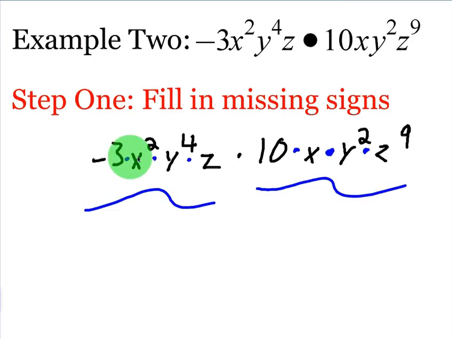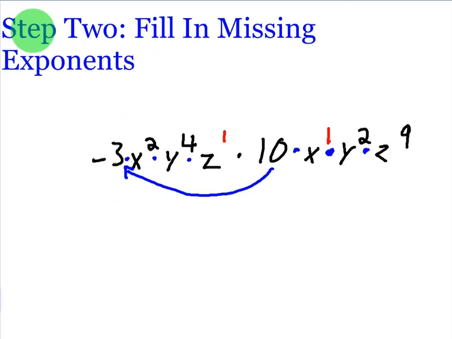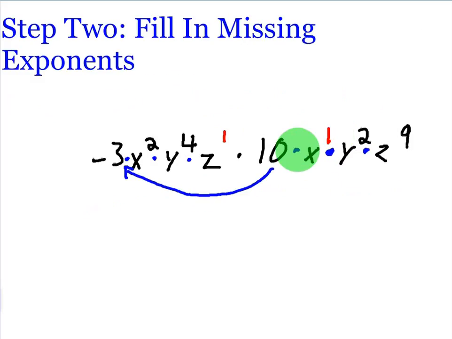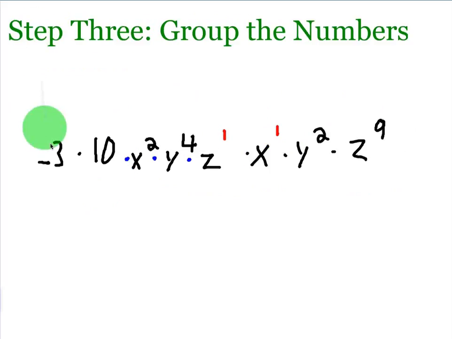I'm going to go ahead and put a multiplication sign in between every number and variable, just so we're clear about the different components. So that's filling in the missing signs. Now we're going to fill in the missing exponents. So the variables that don't have exponents, we're going to put a 1 there, 1 for the z, 1 for the x. There we go. Next step is already alluded to. We're going to group the numbers together. So group the negative 3 and the 10.